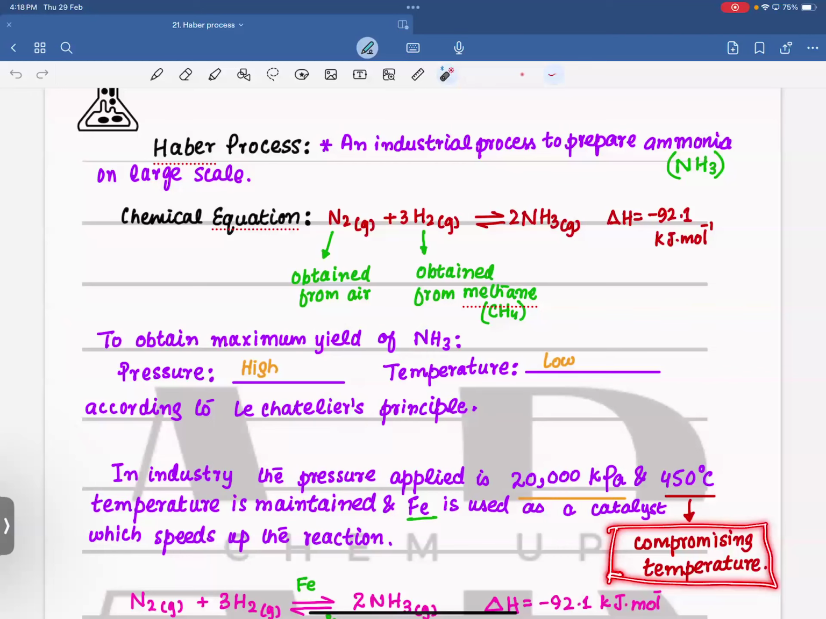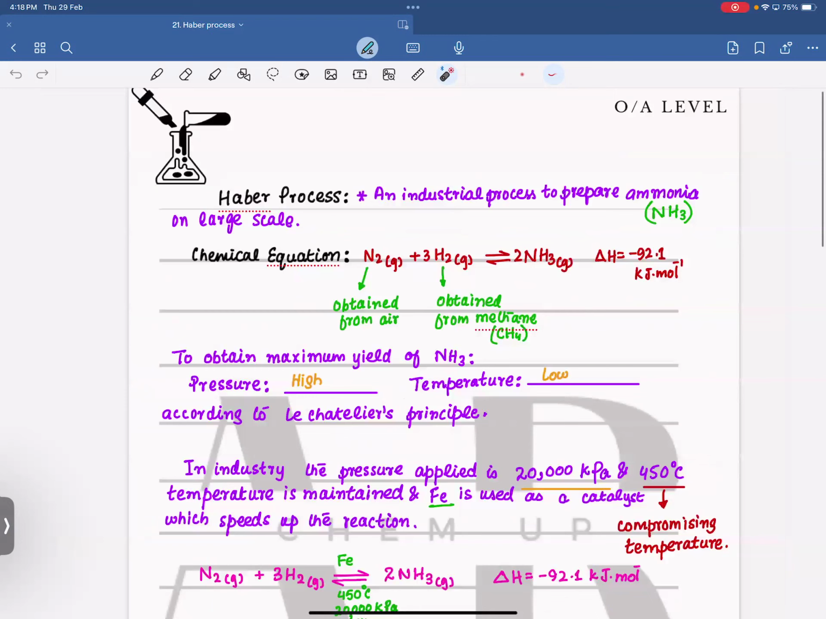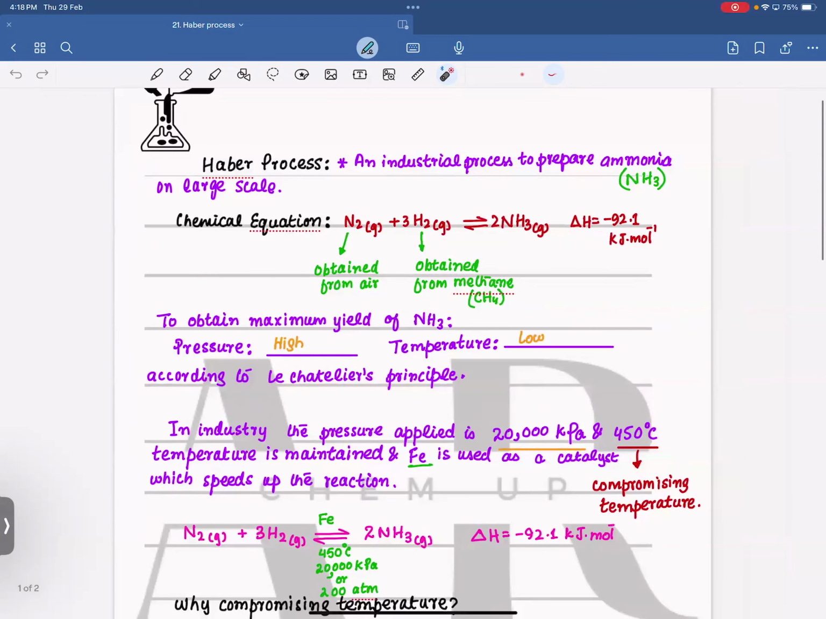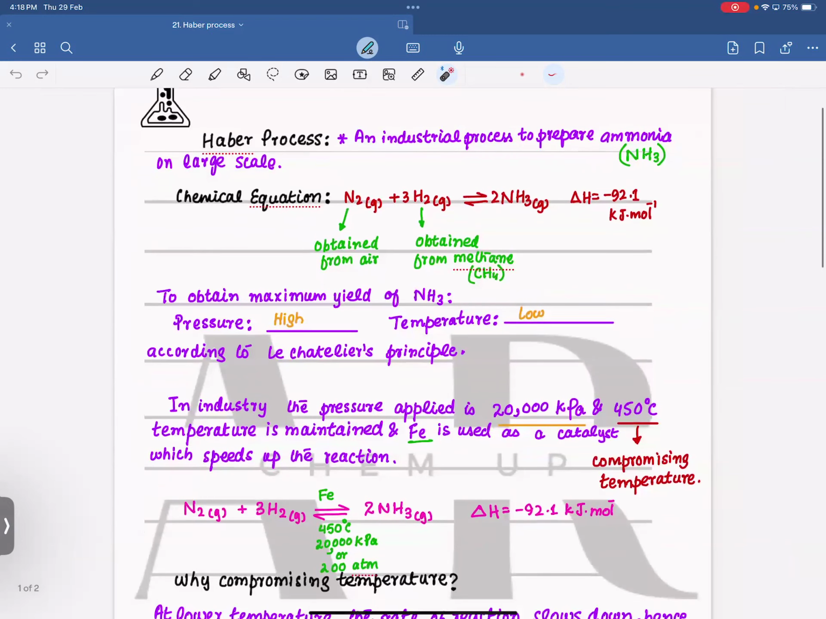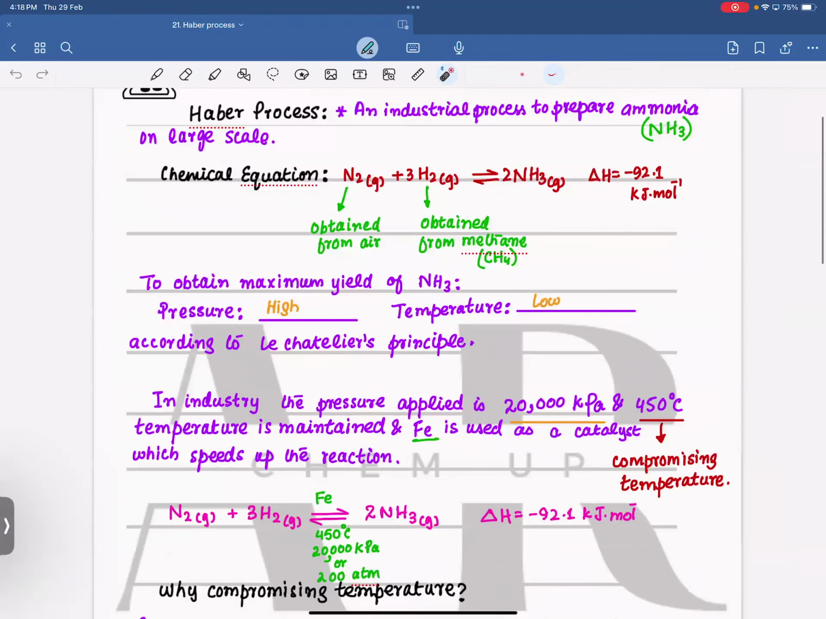We are compromising on the temperature condition. We need a lower temperature to get the maximum yield, but we are not maintaining the lower temperature; we are maintaining a little higher. That's why we are saying it's compromising. Is this understandable to all of you? Yes, sir. Okay, just complete this, and I will explain why we are compromising on the temperature. First, complete this quickly.